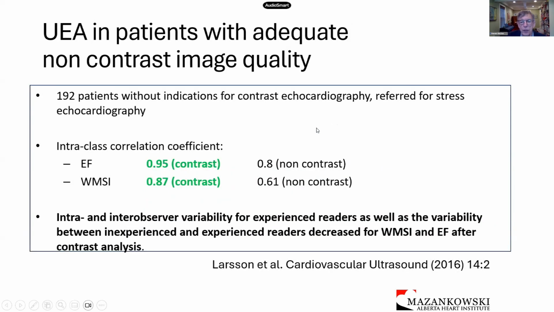And finally, I don't want to show too many data. I want to show more examples, just to remind you what you probably already have heard of, is the improved observer variability, the improved reproducibility when you use an ultrasound enhancing agent. You see here the interclass correlation coefficient for the ejection fraction, and also for the wall motion score index, much better than on non-enhanced images, and that relates both for comparing experienced readers or experienced readers and inexperienced readers.